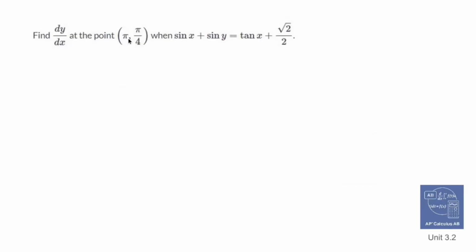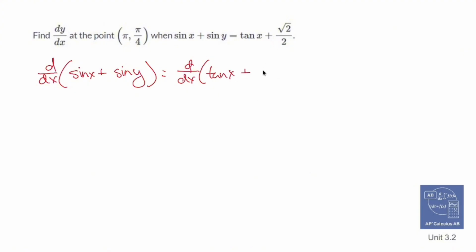Find dy/dx at the point pi over 4 when sine x plus sine y equals tan x plus root 2 over 2. All right, so x's and y's floating around. This has got to be implicit differentiation. So what we're going to do is take d/dx of both sides. The derivative of sine x, easy, sine y, equals the derivative of tan x, easy, and I'm going to rewrite this as 1/2 x to the 1/2.